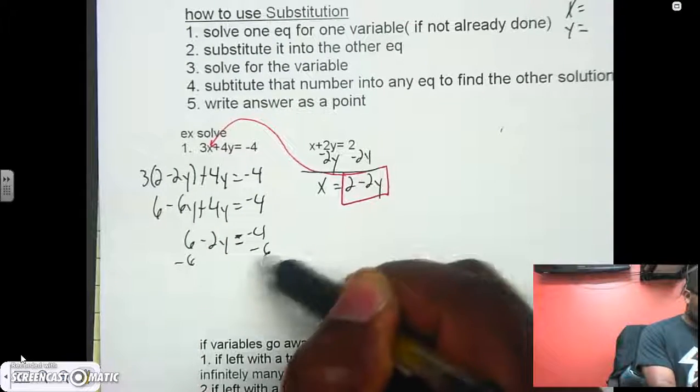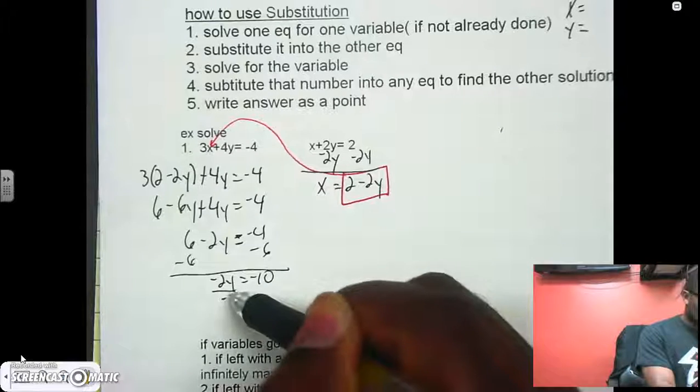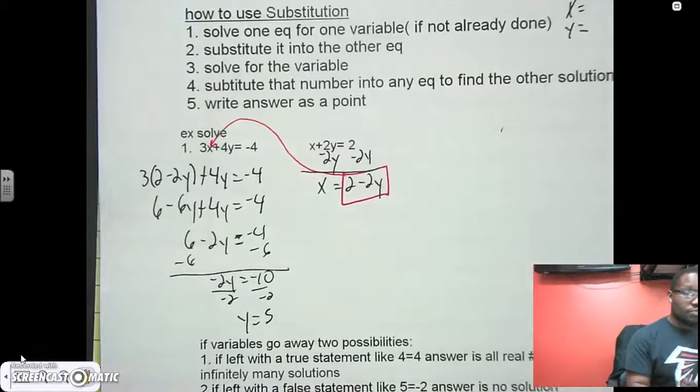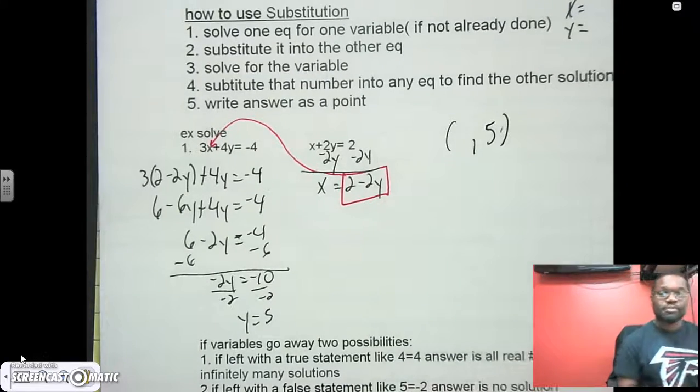Subtract 6 from both sides. What am I doing? I'm solving for y. I get negative 10, divide both sides by negative 2, and y equals 5. So, part of my answer is that my y coordinate is 5. Remember, your answer is a point.